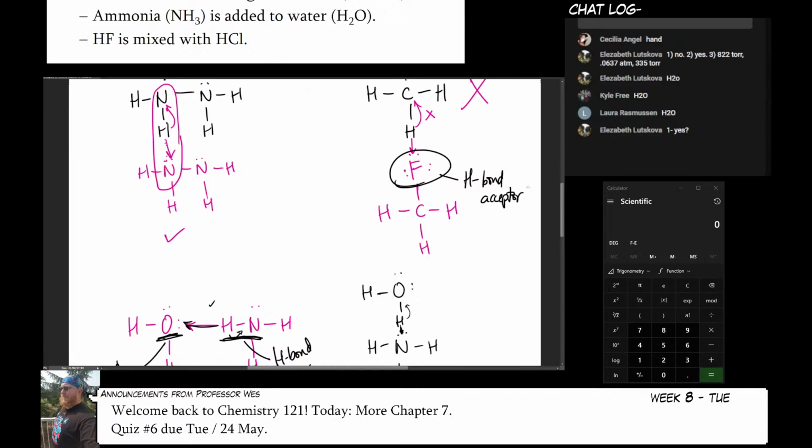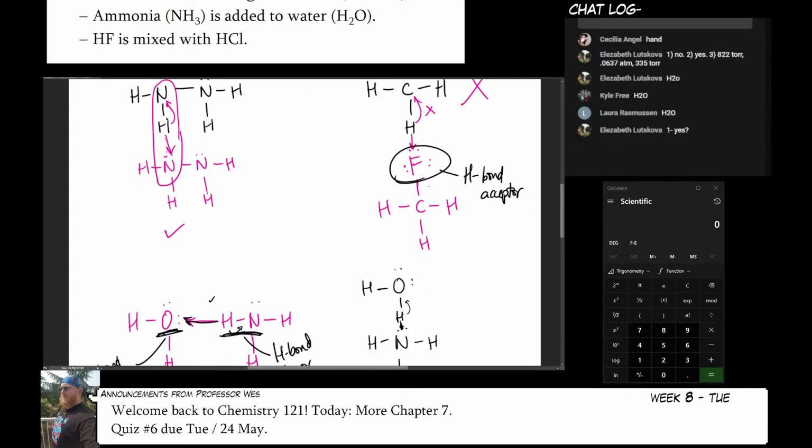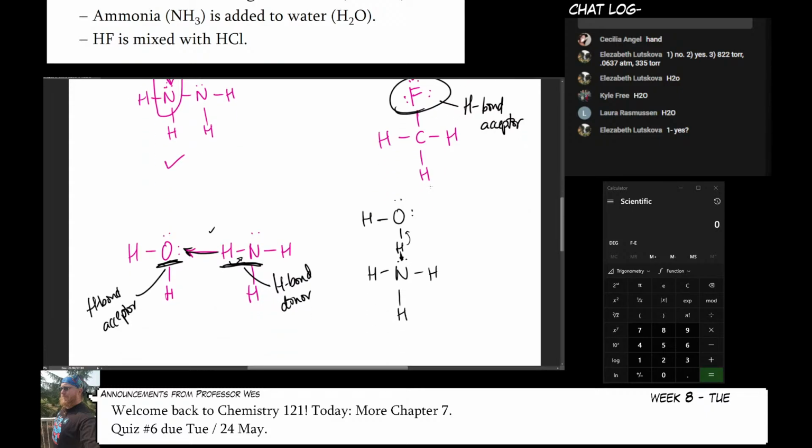And that's going to be important to note for chapter 8, which we're going to get to on Wednesday. Sometimes you can only be an H bond acceptor and not an H bond donor. But in some cases, you can be both. So, for instance, here, this nitrogen is also an H bond acceptor. And then the water right here is acting as the H bond donor.